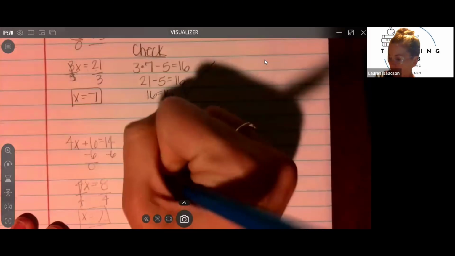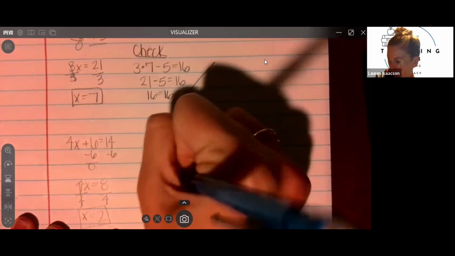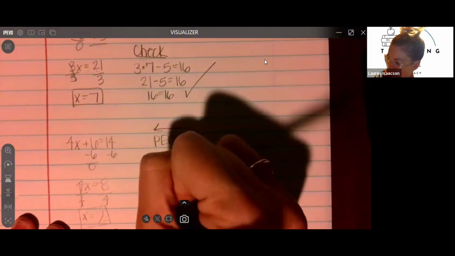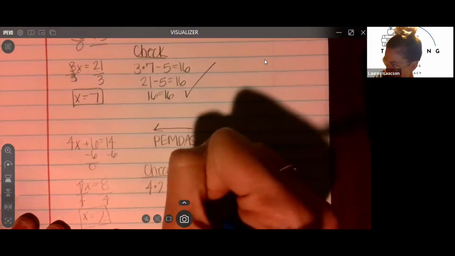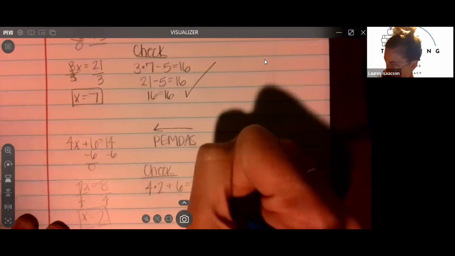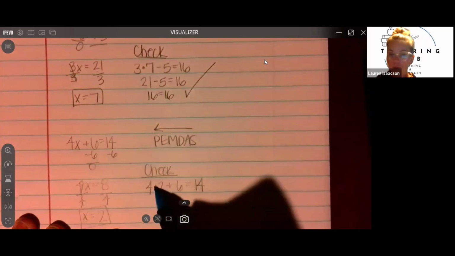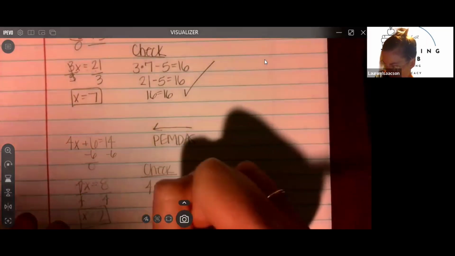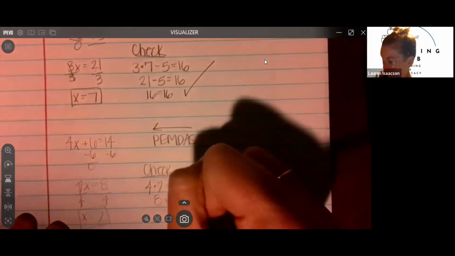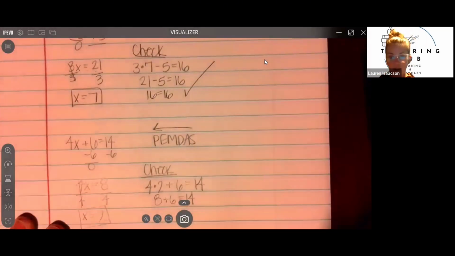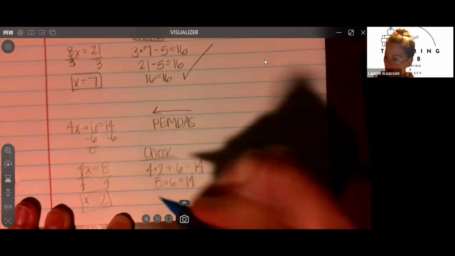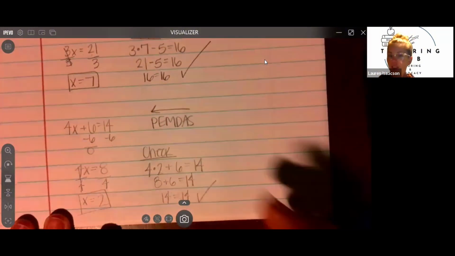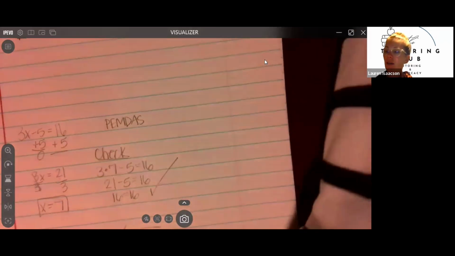Now let's double check it just to make sure we didn't do anything wrong. So we have 4 times 2 plus 6 equals 14. 4 times 2 is 8, plus 6 equals 14. And 8 plus 6 is 14. So 14 equals 14, and it does check out.